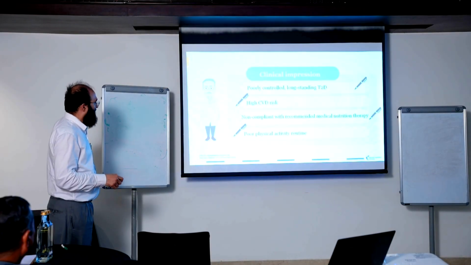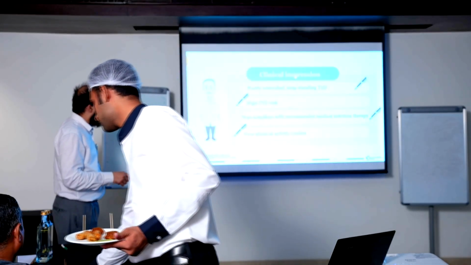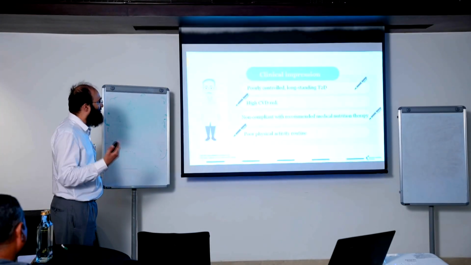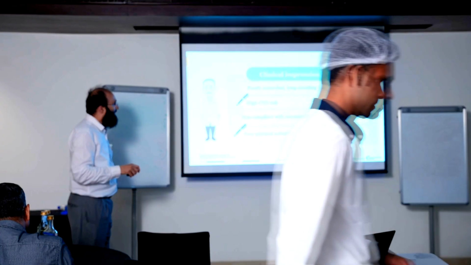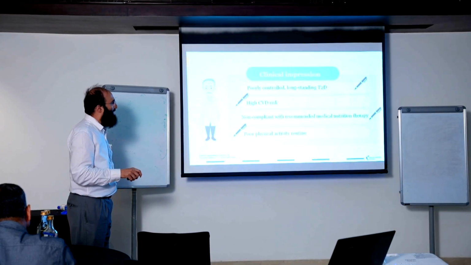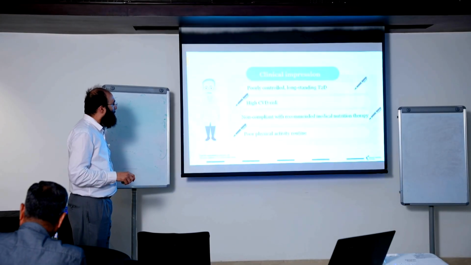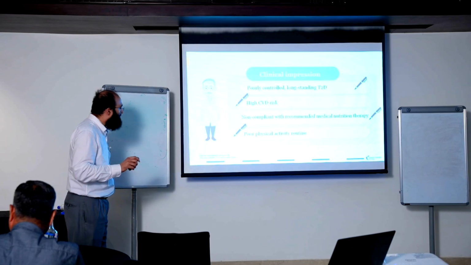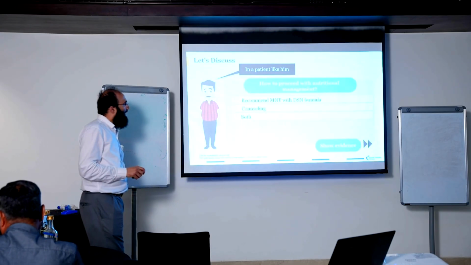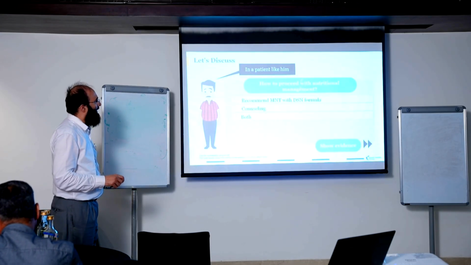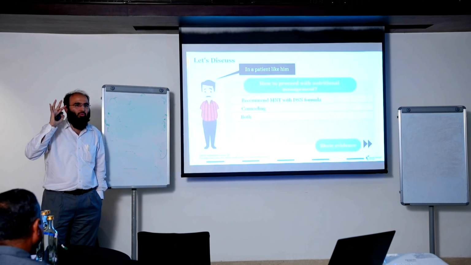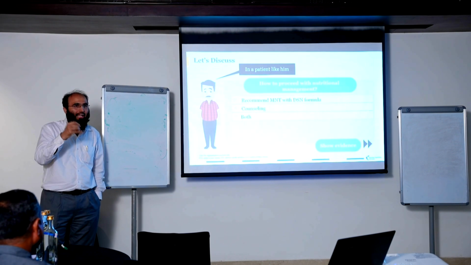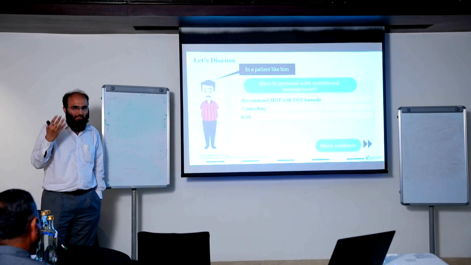So the clinical impression is he is a poorly controlled, long-standing type 2 diabetic. He is diabetic for the last 8 years, has high atherosclerotic cardiovascular disease risk, and he is non-compliant with recommended MNT, medical nutrition therapy, and he has a poor physical activity routine. In a patient like him, how to proceed with nutritional management? This guy says he has no time for exercise. I'm not able to follow the diet recommended by the dietitian, because I'm feeling hungry and I'm cheating.